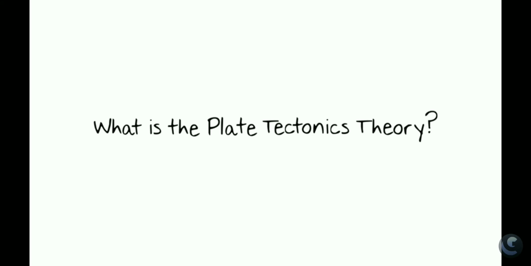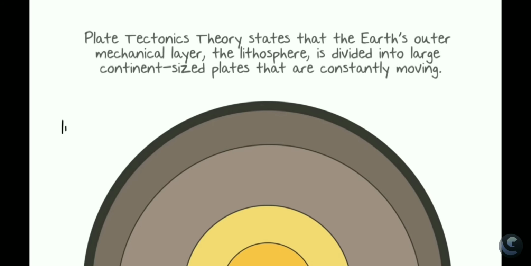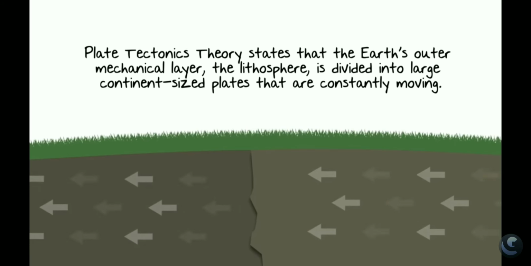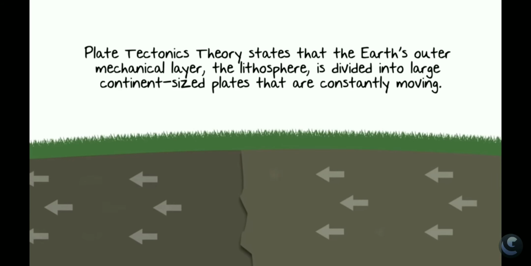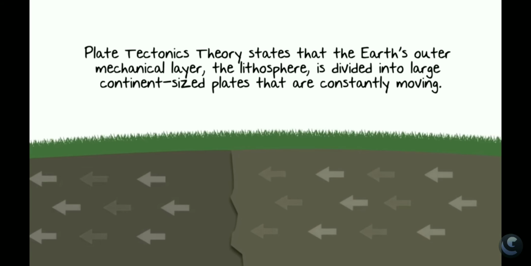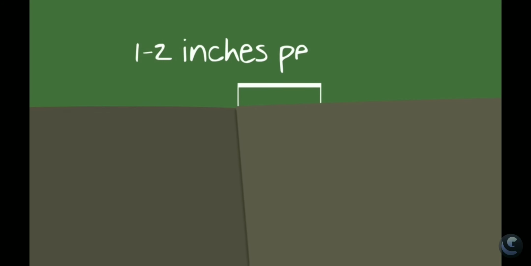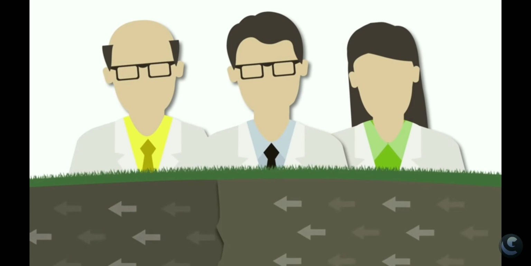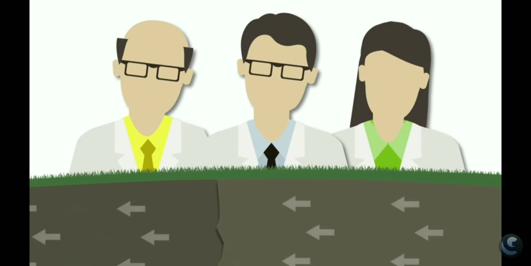So what exactly is the plate tectonics theory? Well, it states that the Earth's outer mechanical layer, the lithosphere, is divided into large continent-sized plates that are constantly moving. How fast are they moving? Pretty slowly, actually, around 1 to 2 inches per year, which is why it was so hard for scientists 100 years ago to wrap their heads around the idea. So what changed their minds?